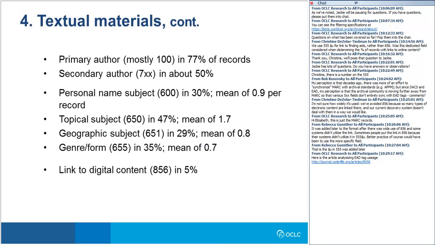The mean number of subject access points is a bit lower for textual materials than for mixed, and I kind of wonder why that would be. Single manuscripts, sure, might have really limited, if any, subject terms, but most of these are records for collections, so I'm kind of curious. And then there's a lowly 5% that have links to digital content. That one surprises me as well, given how many of these are collections. Why wouldn't they be more often linked to finding aids like mixed materials are?